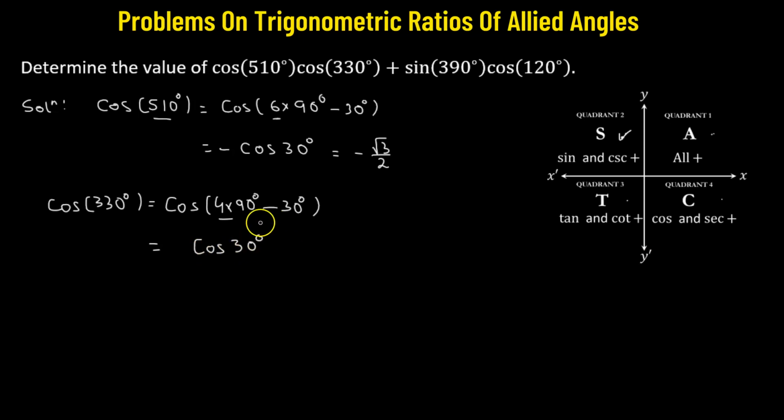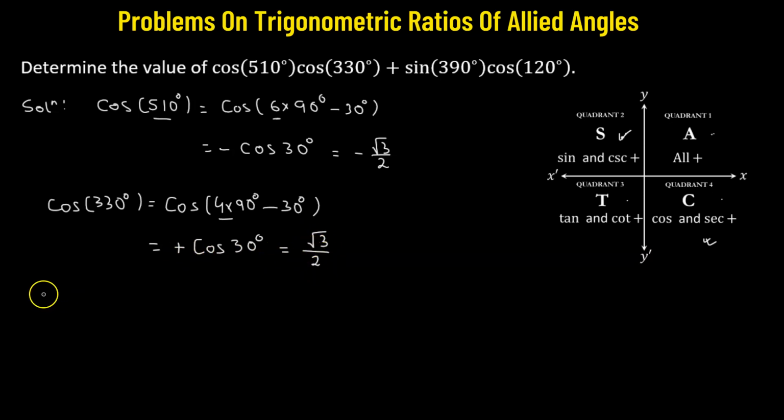Now we will check in which quadrant 330 degrees lies. So we have 4 times 90. That means we are in the fourth quadrant. 30 degrees being an angle less than 90 degrees, which we are subtracting, we are still going to be in the fourth quadrant where cosine is positive. So our value is going to be positive cosine 30 degrees. So that gives us positive square root of 3 over 2.